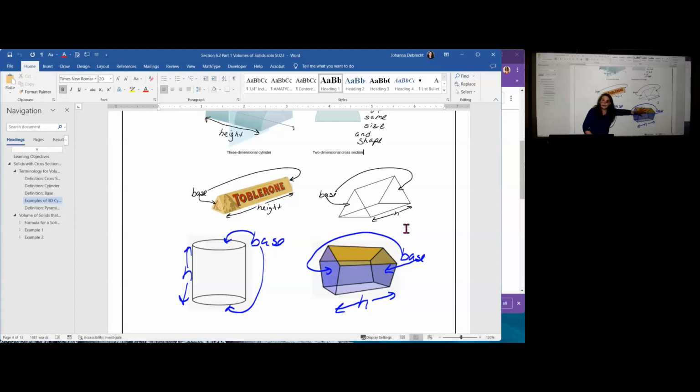If I'm looking at the pentagon shape, I find the area of one of the pentagons and multiply by the distance between the two pentagon shapes. That's the volume. In other words, the volume is the same formula no matter what shape the base takes on: area of the base times the height.